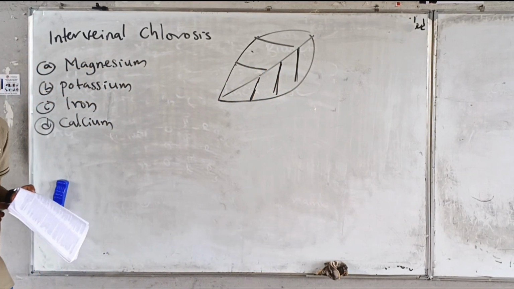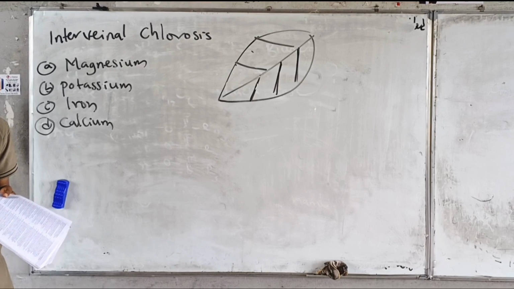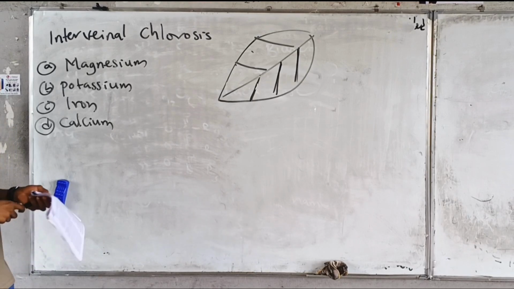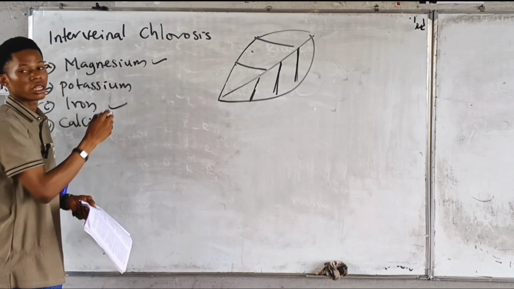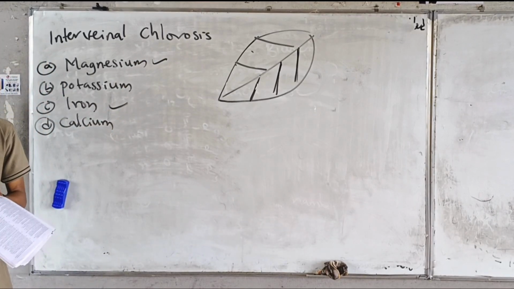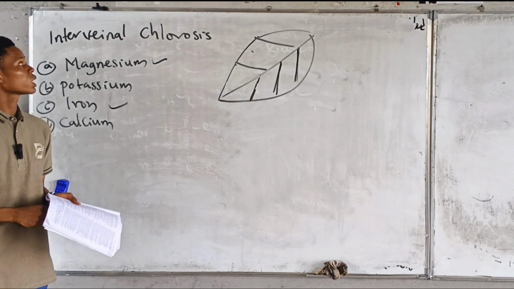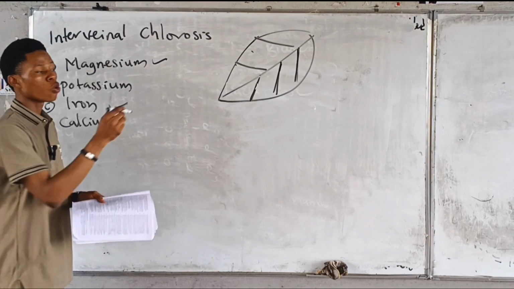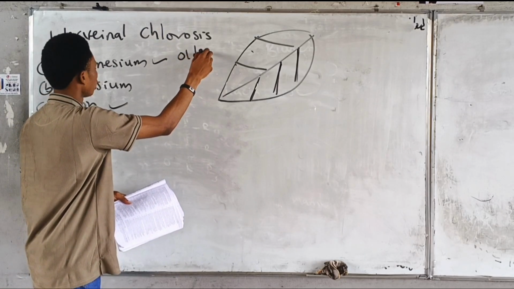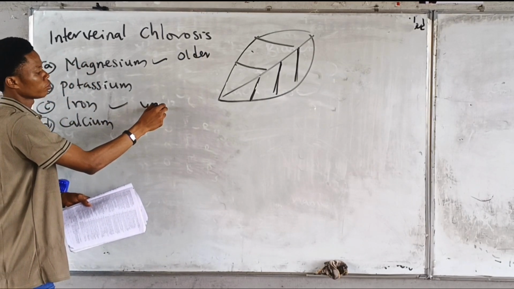So this condition, what can cause it? You say the answer is what? Iron. Why? Now let me shock you. Magnesium can cause that. Iron can cause that. So now this question is technical, because magnesium causes this intravenous chlorosis in older leaves, while iron is in young leaves.